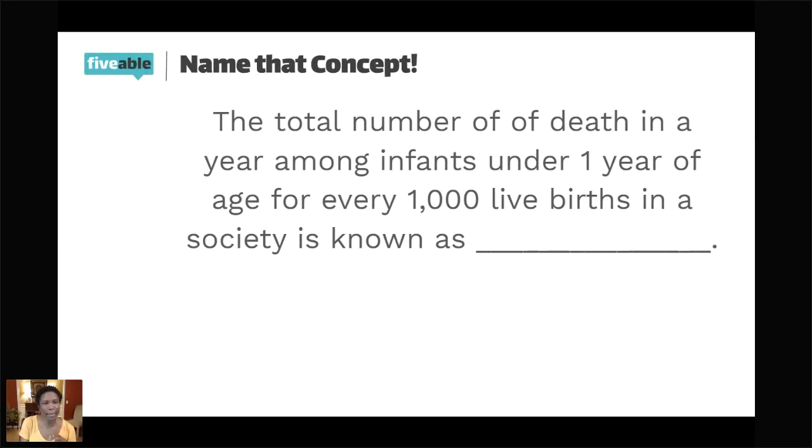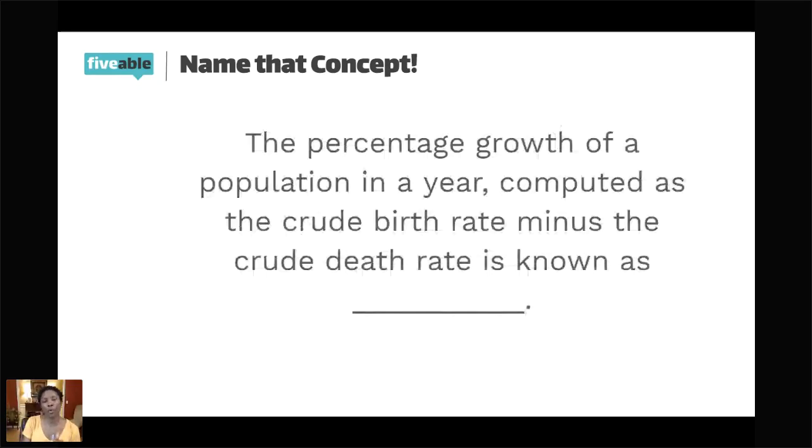Going to keep moving. The percentage growth of a population in a year, computed as the crude birth rate minus the crude death rate, is known as. So yes, there's a few times where you won't have to do calculations, but you would at least need to understand the calculations and how they work. So what did you get for this one? I'm getting some NIR, absolutely correct. And NIR stands for natural rate of increase.